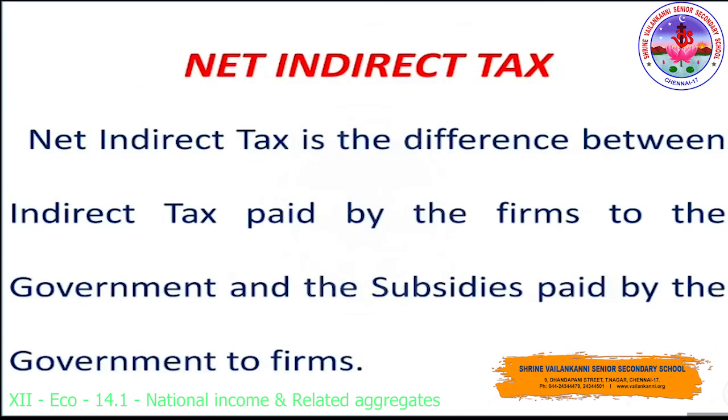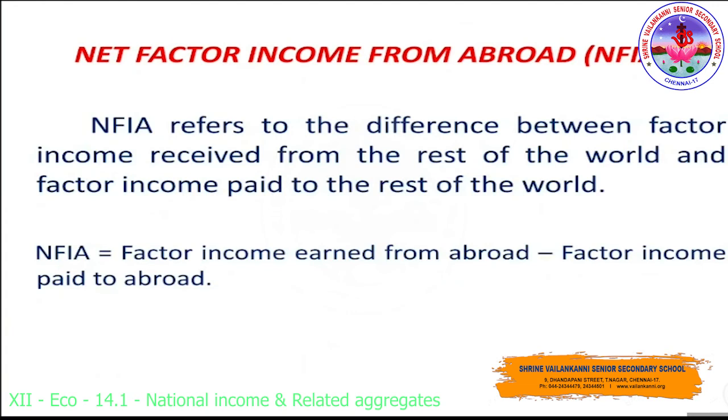Now, net indirect taxes. Net indirect taxes is the difference between indirect tax paid by the firm to the government and subsidies paid by the government to firms. So net indirect tax is equal to indirect taxes minus subsidies. Net factor income from abroad. NFIA refers to the difference between factor income received from the rest of the world and factor income paid to the rest of the world. So NFIA is equal to factor income earned from abroad minus factor income paid to abroad.